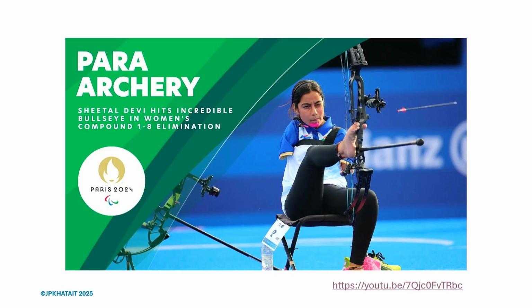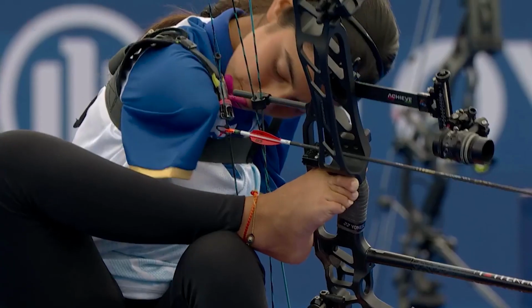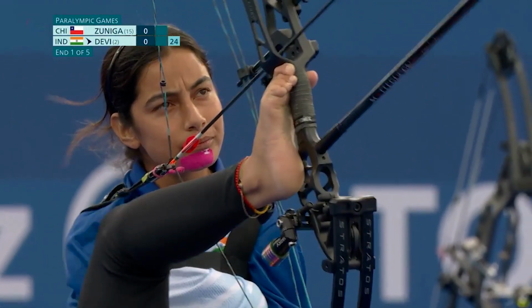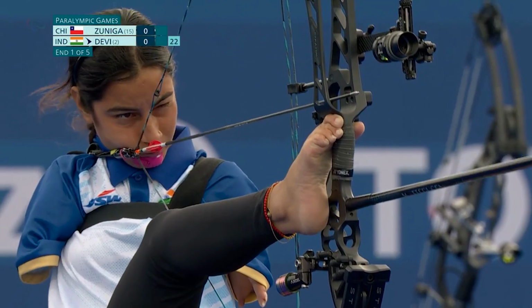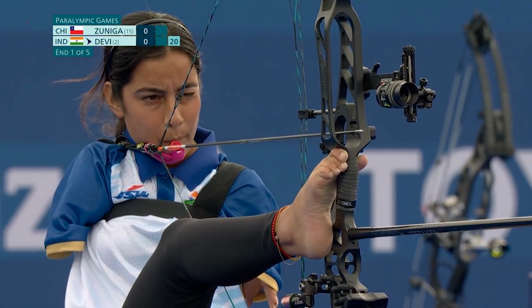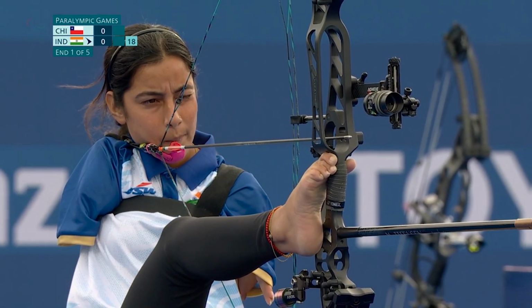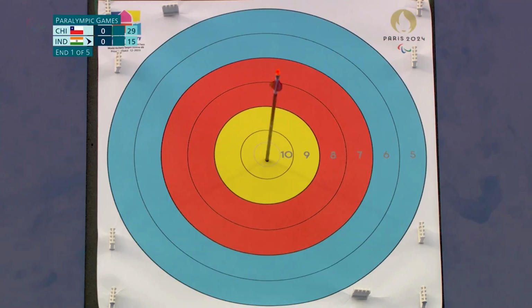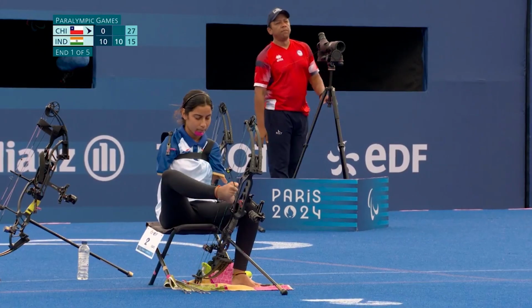So first we try to understand these terms with respect to one example, our own Paralympian in archery, Ms. Sheetal Devi. She is an amazing archer. At such a young age, only 17 years old, silver medalist at last year's World Championships at the age of 16. Oh, what a start for Devi.